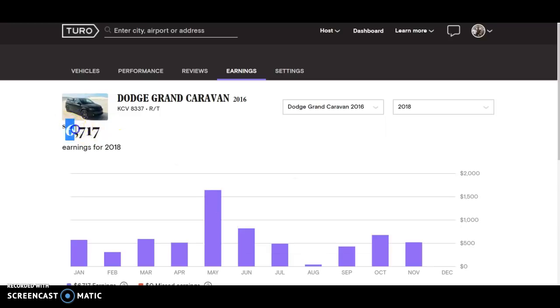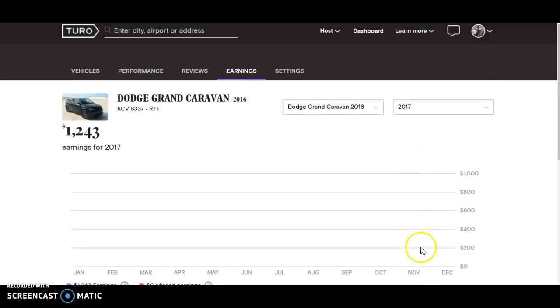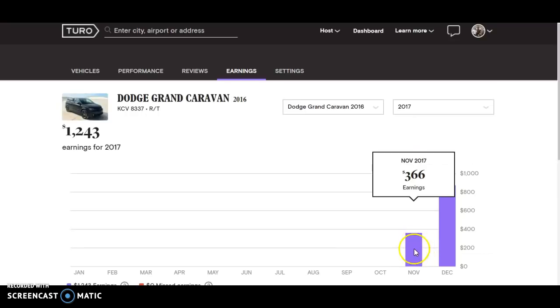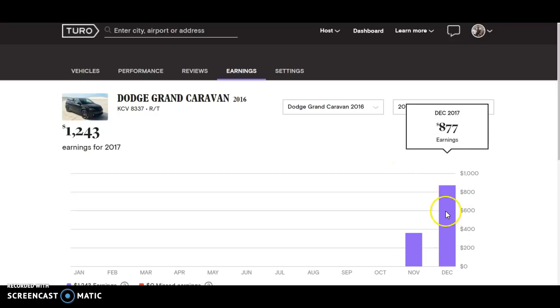The Dodge Grand Caravan, we started all off on this, which is a signature exactly 1 year ago in November. You can see that if I go back to 2017, when we first listed it, that first half month, it earned $300. In December, it earned $877. I was aggressively marketing this. This was the only car we had listed back then. And so we were very aggressive with what we were doing on it. And hopefully we get back to that number for this month.